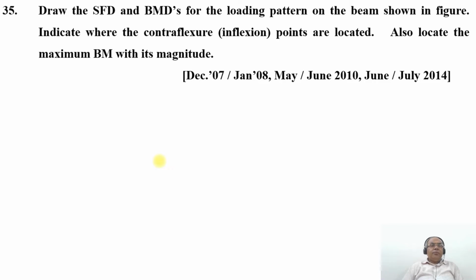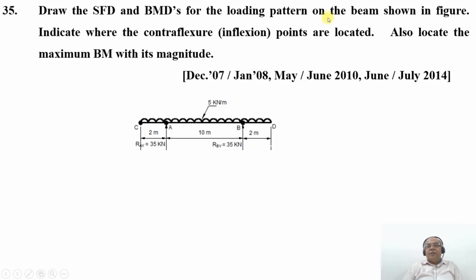Now, we're going to take up one more problem on overhanging beam. Problem number 35. Draw the SFD and BMDs for the loading pattern on the beam shown in figure. Indicate where the contraflexion, that is inflection points, are located. Also, locate the maximum bending moment with its magnitude.